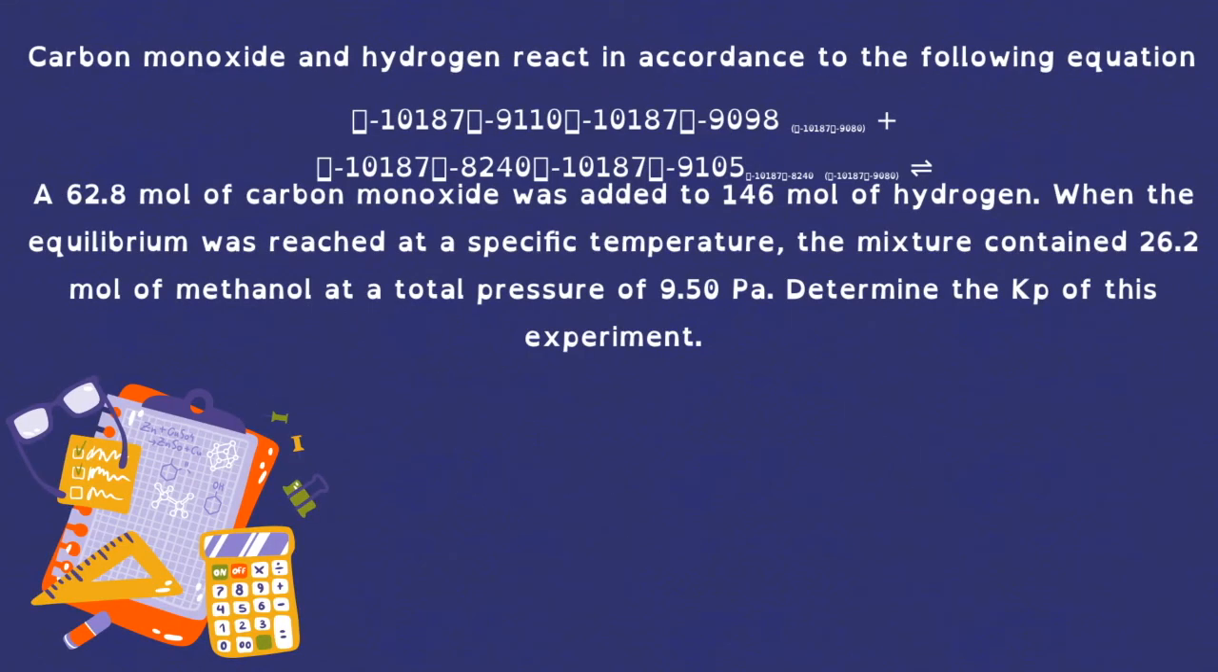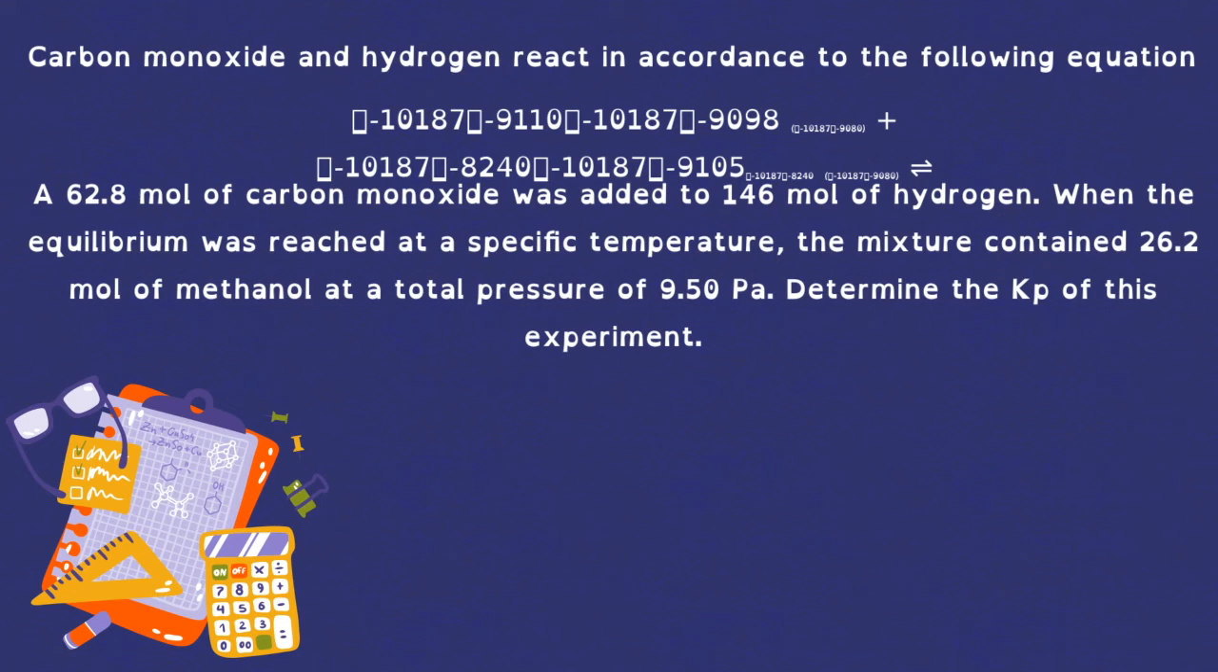We are now at question number 6. Carbon monoxide and hydrogen react in accordance to the following equation. A 62.8 mole of carbon monoxide was added to 146 mole of hydrogen. When the equilibrium was reached at a specific temperature, the mixture contained 26.2 mole of methanol at a total pressure of 9.50 Pascal. Determine the Kp for this experiment.